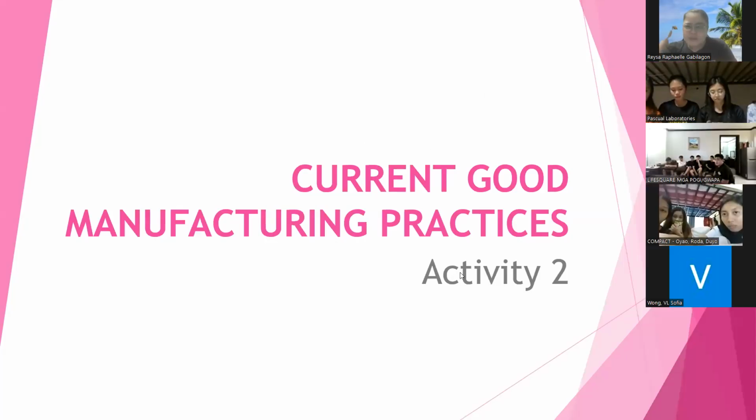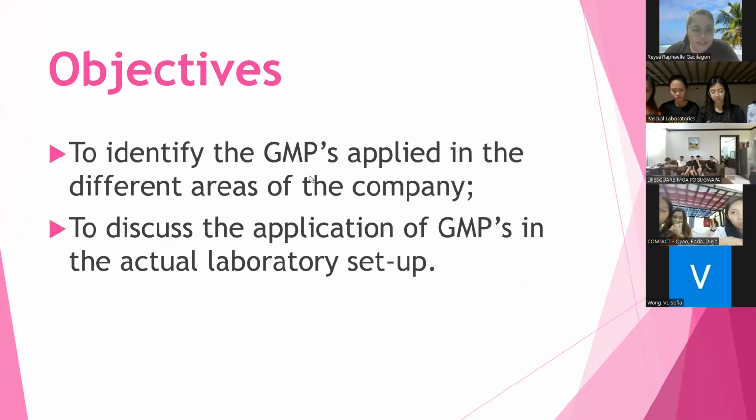Again, activity number 2 is CGMP, Current Good Manufacturing Practices. Our objectives for this evening are, first, to identify the GMPs applied in the different areas of the company, and to discuss the application of these GMPs in the actual laboratory setup.